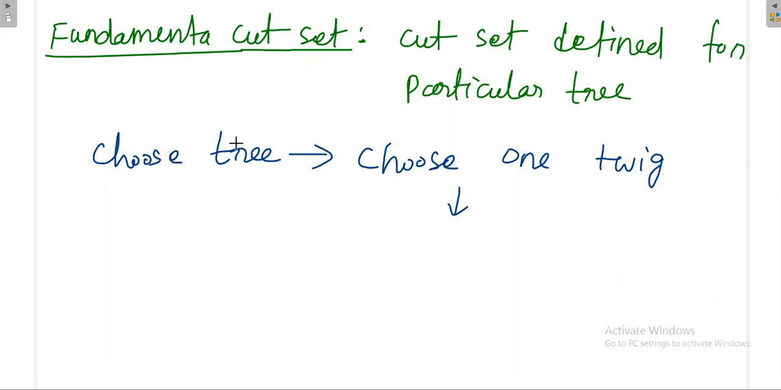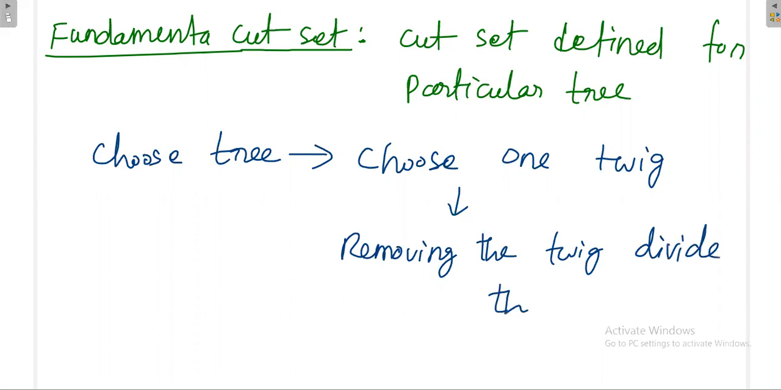So you are choosing the tree, then you choose one twig at a time. Removing one twig divides the network into two parts. If you consider one tree and remove one twig at a time, the links will also be removed. We will see that in the diagram. Removing the twig divides the network into two parts.